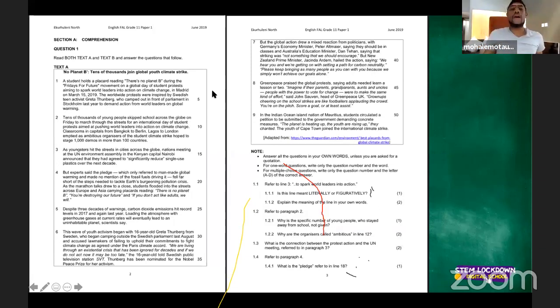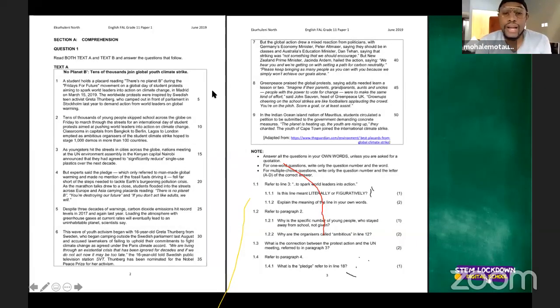So now that we've read through comprehension text A thoroughly, we can do step 3, going to the questions and answering them. We've skimmed, we've read the questions, we've read the text thoroughly. Now we're doing the last step, which is to answer the questions.